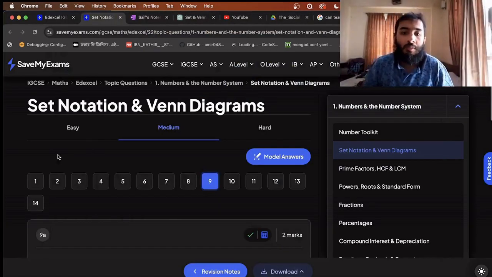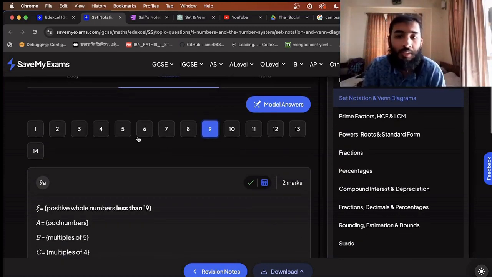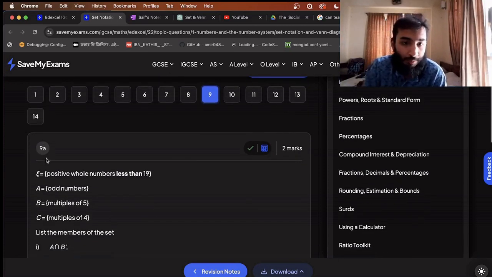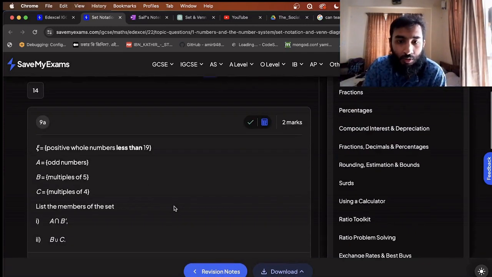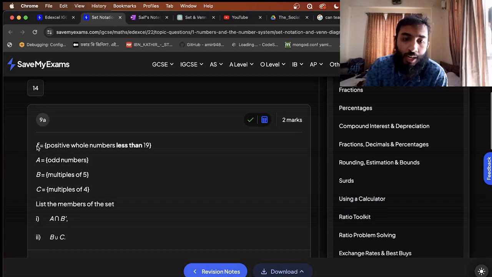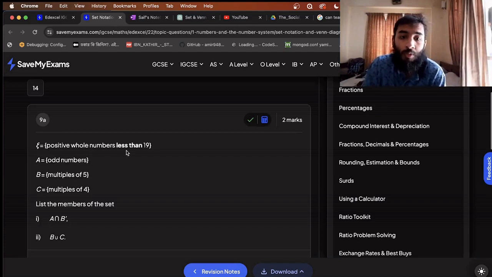Problems 7 and 8 in the medium category are very similar to the previous ones that I've solved, so I'll focus on problem 9 and specifically 9A. In problem 9A, you have this symbol which represents the universal set. This is a set of positive whole numbers less than 19, so all positive numbers from 1 to 18. A is a set of odd numbers, B is a set of multiples of 5, and C is a set of multiples of 4.